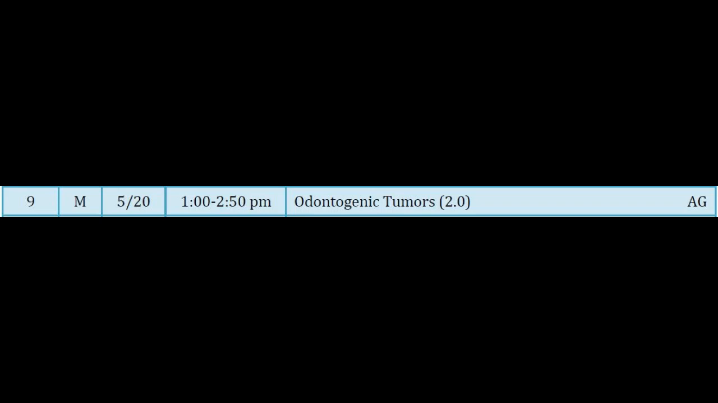So there are 5 things that commonly present as a multilocular radiolucency. There are other things that present as multilocular too. For example, the CEOT that we just studied, the calcifying epithelial odontogenic tumor, can also present as a multilocular radiolucency, but it's not the most common one. The most common one is ameloblastoma, a tumor.